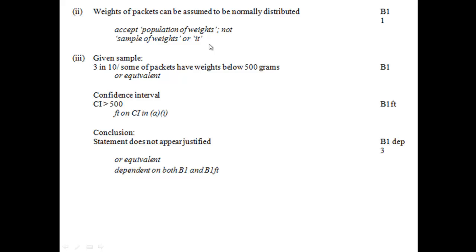And then for those last parts of the question, you can see here, this is fine. Basically, pretty much just rewriting weights of packets can be assumed to be normally distributed. And here, again, 3 out of the 10 have weights below 500 grams, is all they really wanted for that. And then for the next part, to state that the confidence interval suggests a value greater than 500 for the sample mean, and then to conclude that that justifies the statement. So it's quite simple, really.